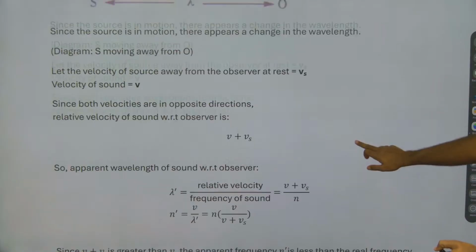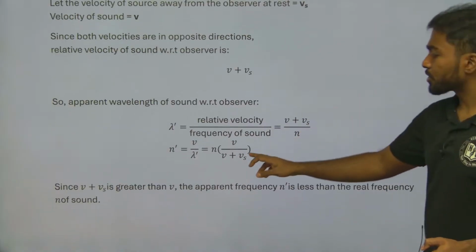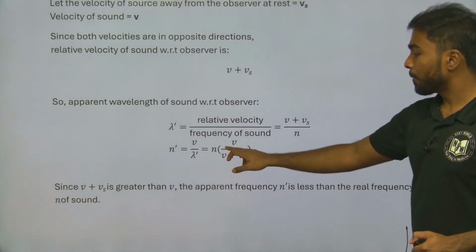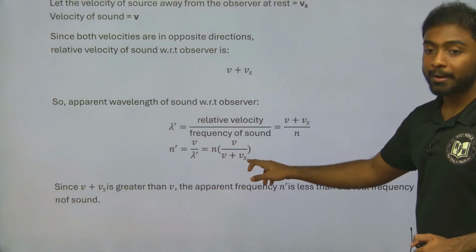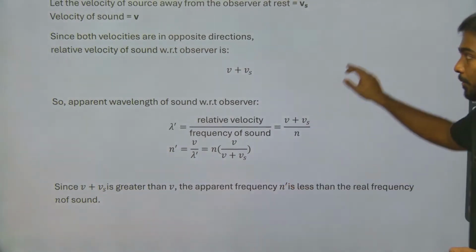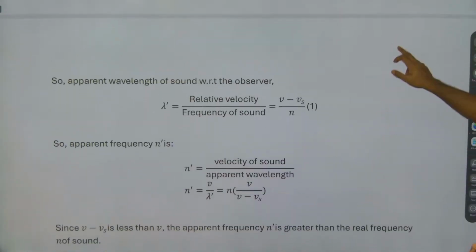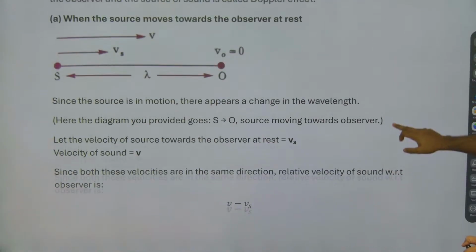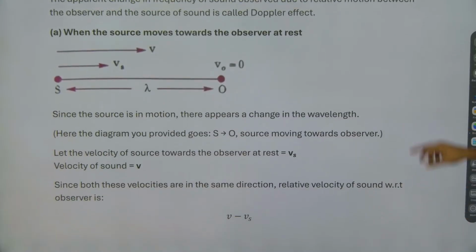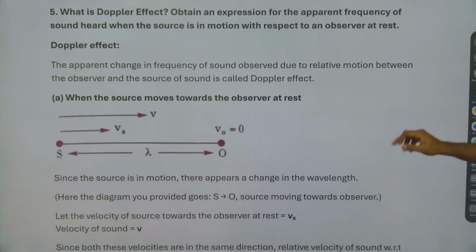So what is the conclusion here? N dash will be equal to nV by (V plus or minus Vs). This is the conclusion of this fifth question. You can take a note of this, take the question and the answers.